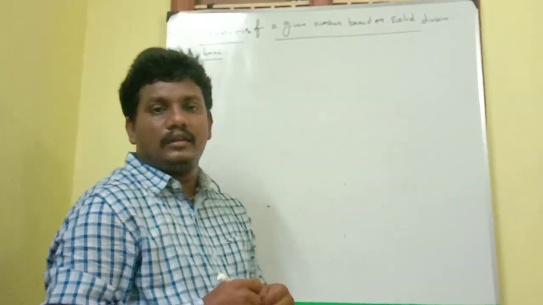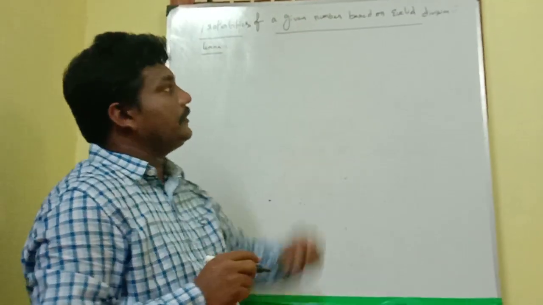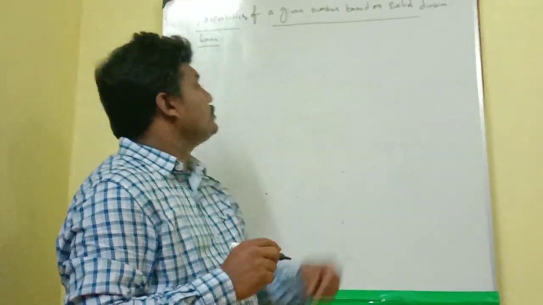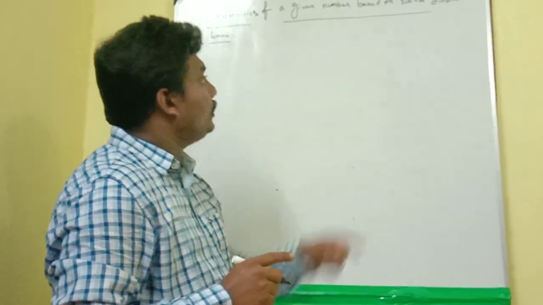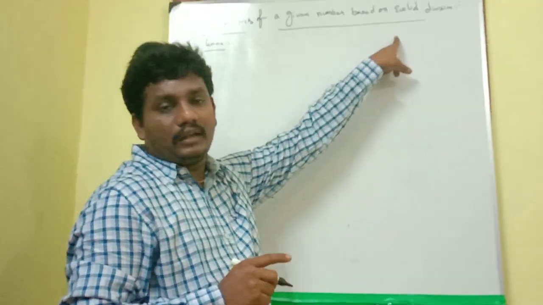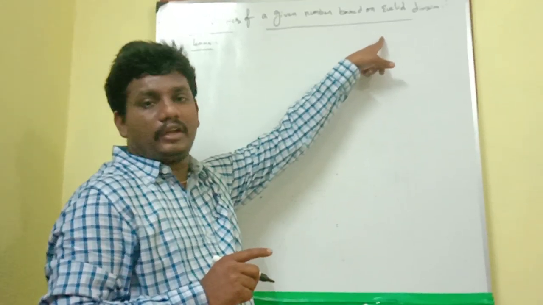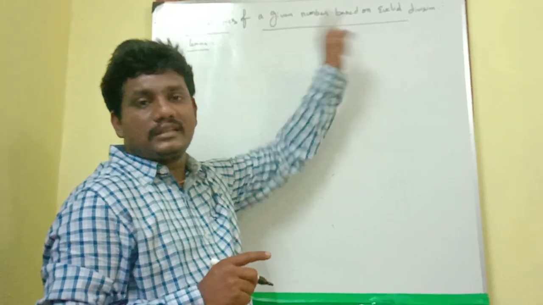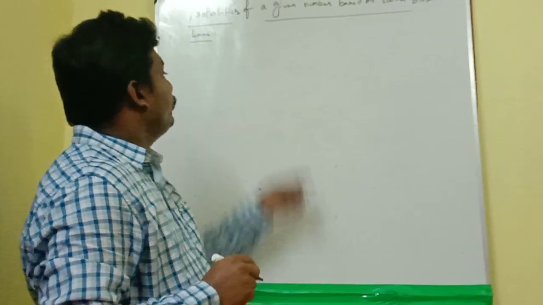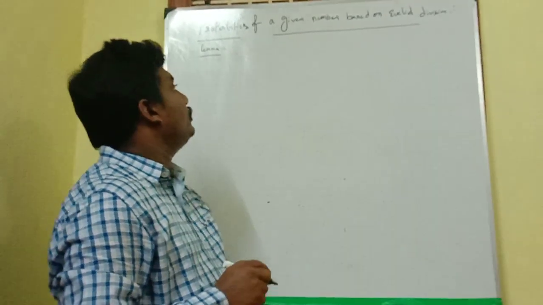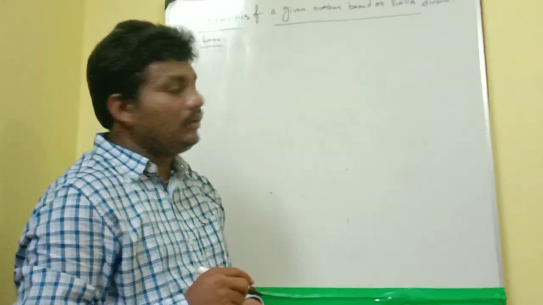Hi students. So today we are going to discuss properties of a given number based on the Euclid division lemma. In the last video, we discussed Euclid division lemma and its first property. In that property, we saw how to find the HCF of two positive integers. Now we are going to discuss properties of given numbers based on the Euclid division lemma.